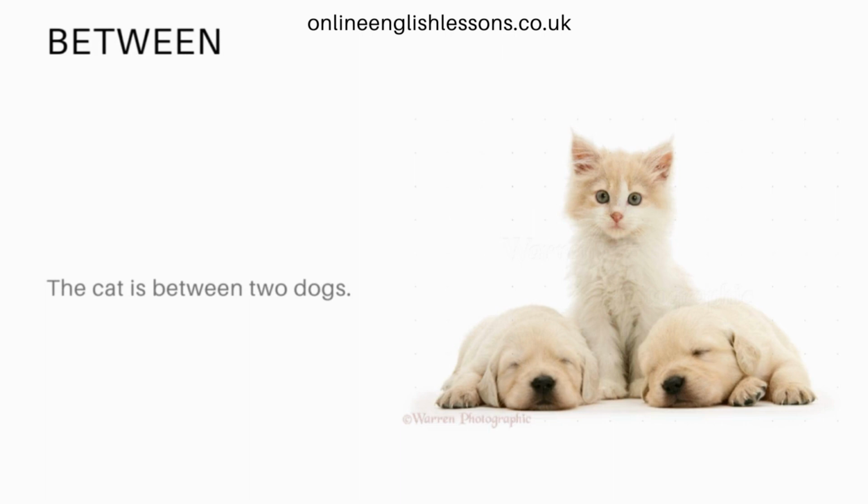Between. The cat is between two dogs. Between refers to an object in the middle and an object either side. In this case, we have the dog, then the cat, and then another dog, making the cat in the middle and between the two dogs.